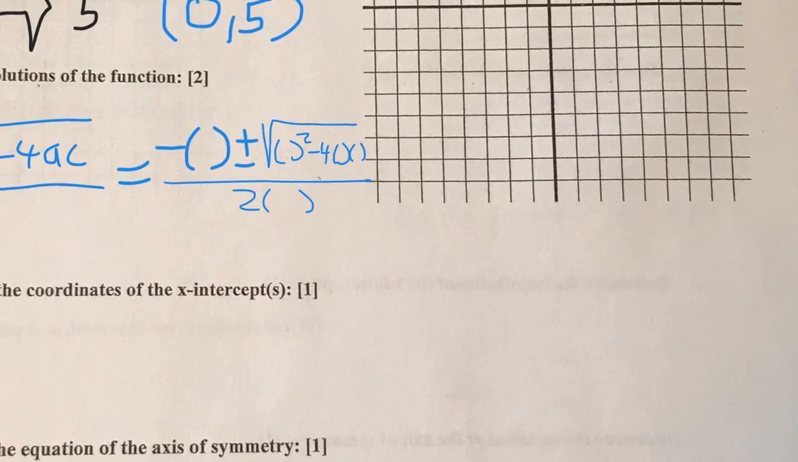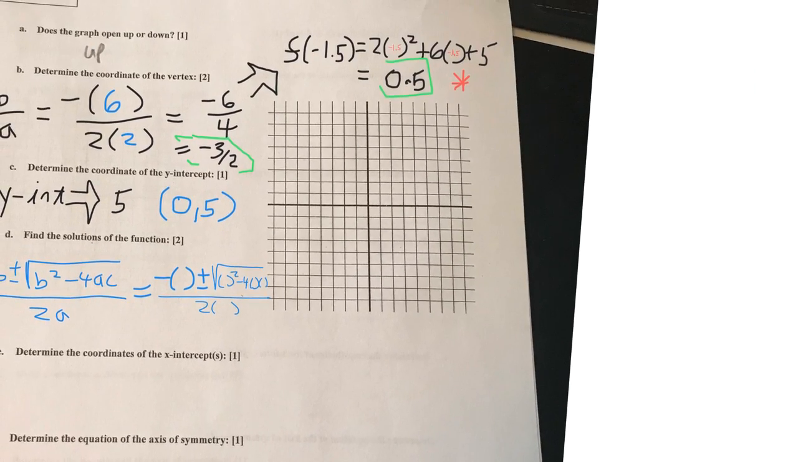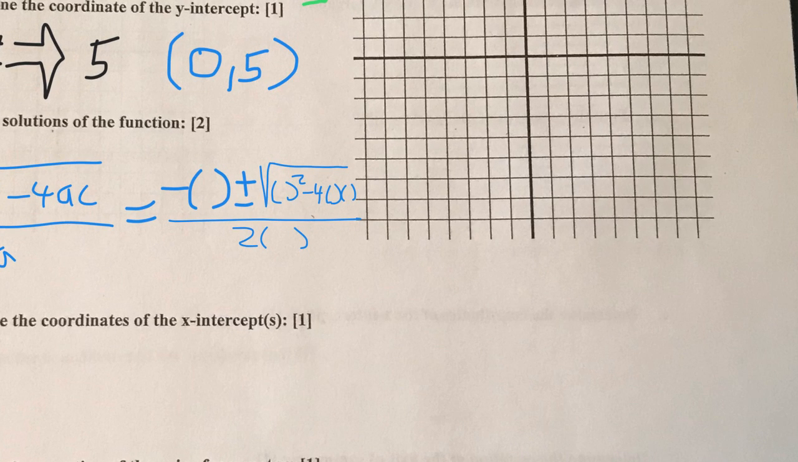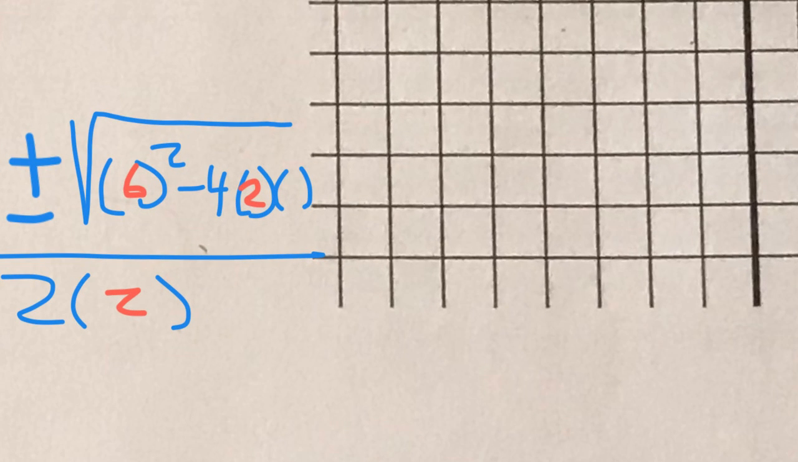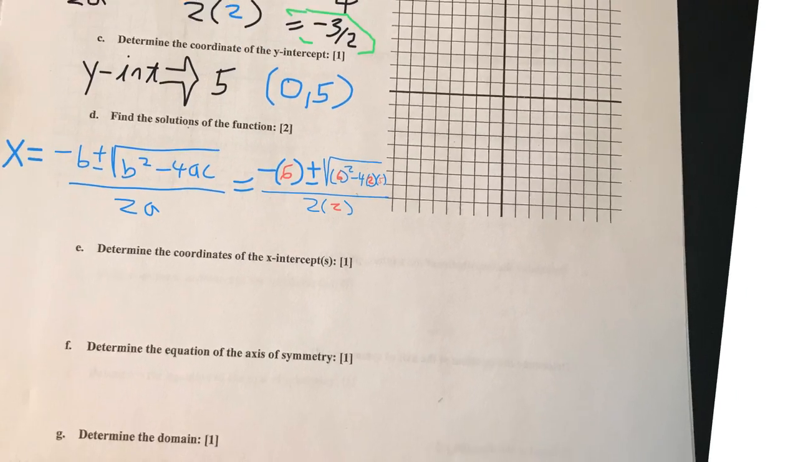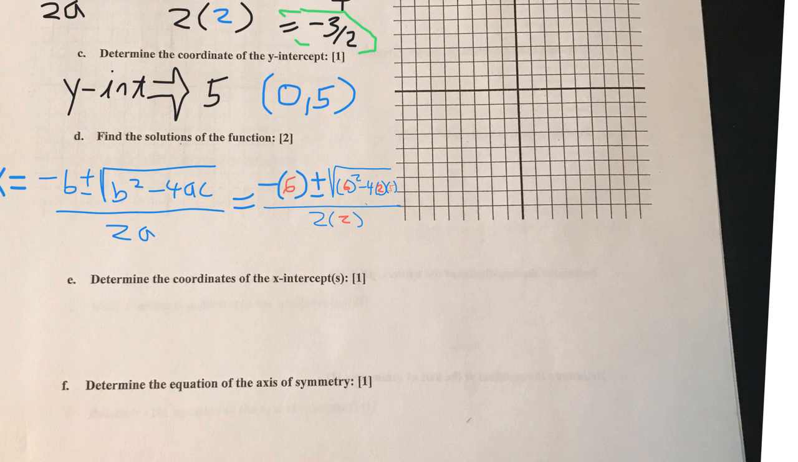So I'll jump in here. So this is 6, this is 6, this is 2, this is 2, and this right here is 5. And I'll pause the video right now as I perform this calculation.